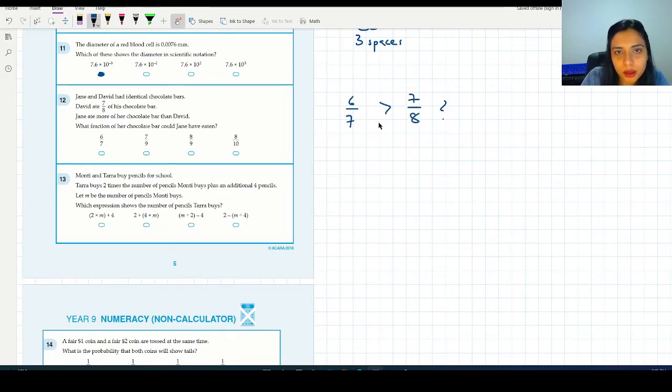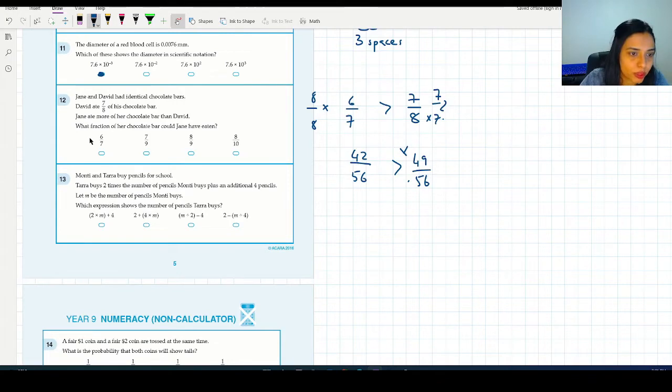So the way we can compare fractions is by making the denominators the same. So 6 over 7 is the same as, if I multiply by 8 here, 6 over 7 is the same as 42 over 56. And 7 over 8 will be the same as, if I multiply by 7 over 7, 49 over 56. So no, it's not bigger. So that's not our answer. Now I'm going to try 8 over 9.